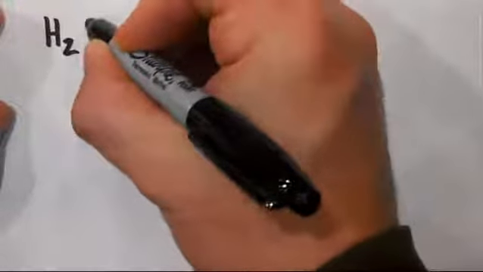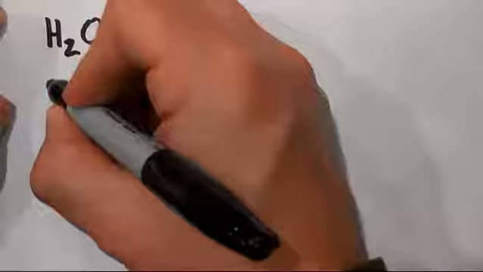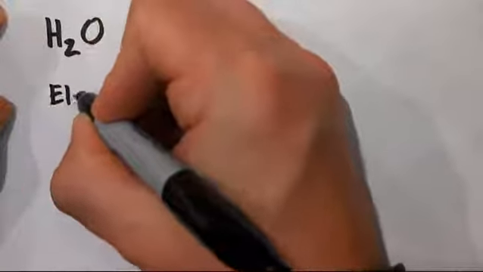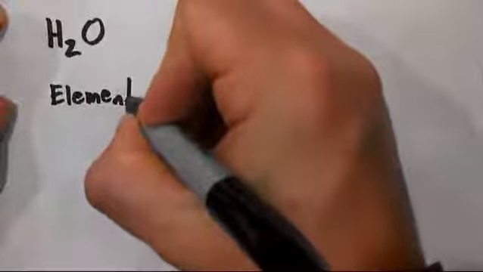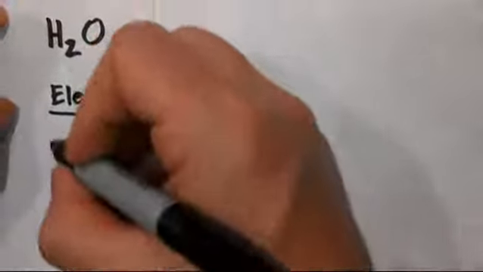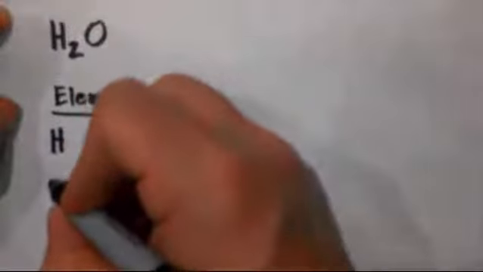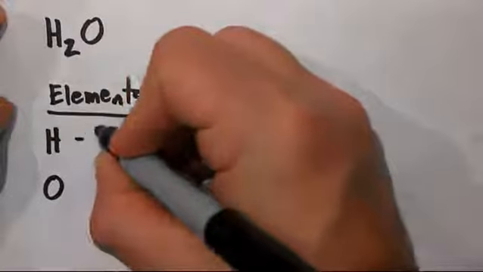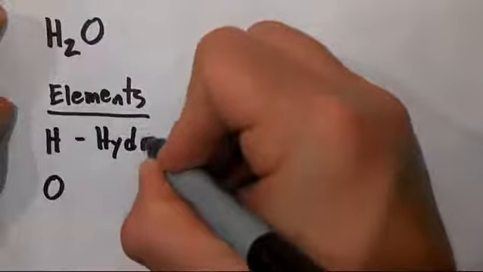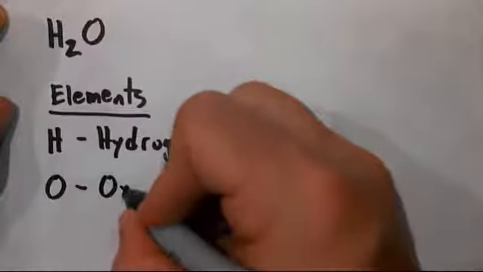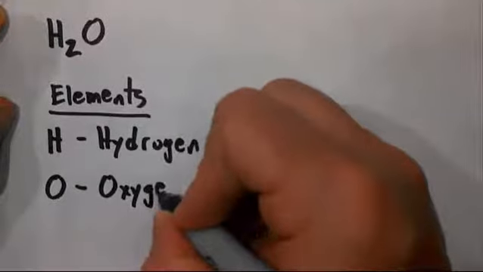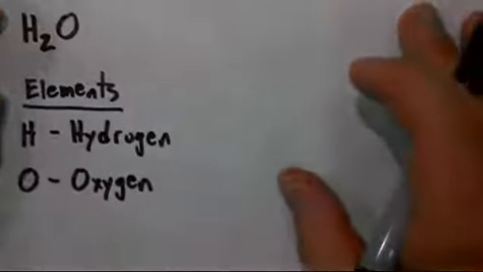Now let's look at another situation. H2O, good old water. And water has two different elements. One of those elements is hydrogen. That H represents the hydrogen and the O represents oxygen. We can write down both of those, look them up on the periodic table, and figure out what they are. And it's important that we always write these correctly so that other people know what we're writing about.